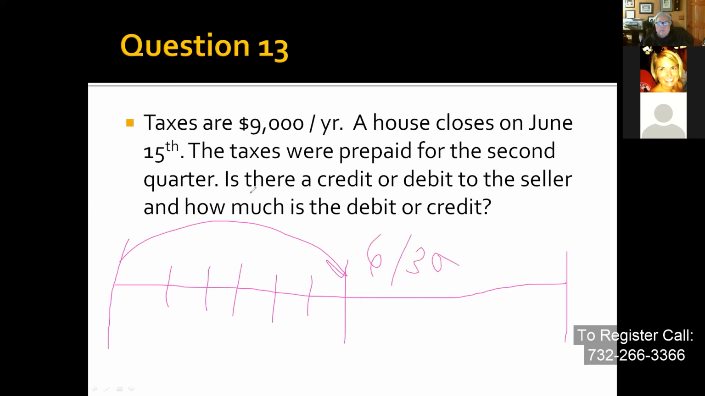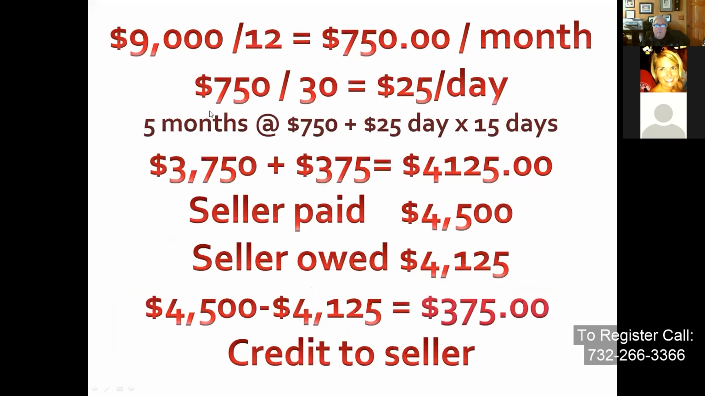Okay, so the taxes were prepaid for the second quarter, but we're closing on June 15th. And since we're closing on June 15th, the seller has paid the taxes all the way to June 30th. So what it means is that the seller is going to get a credit, and the buyer now is going to live in the house from June 15th to June 30th without having to pay the taxes. So the buyer is going to get a debit. So it's going to be a credit to the seller and a debit to the buyer, but of how much?